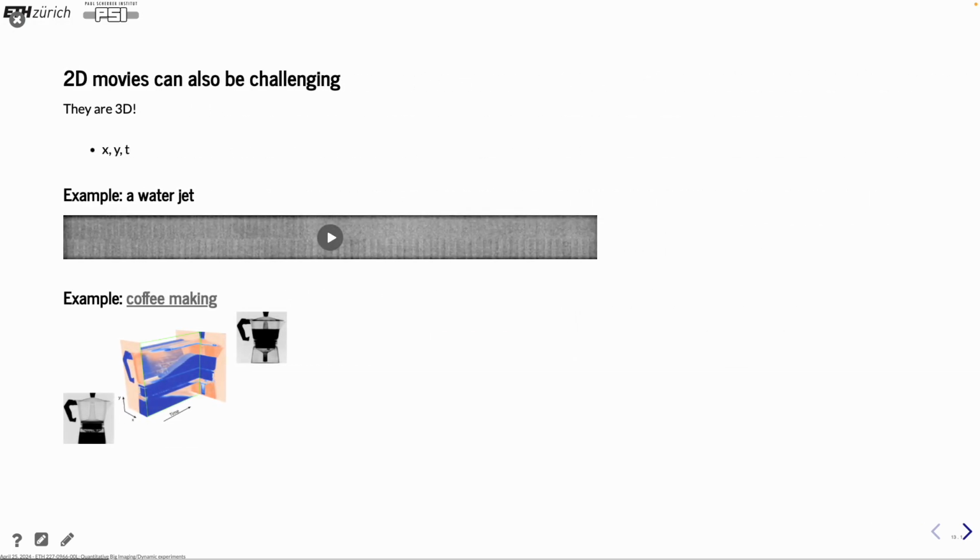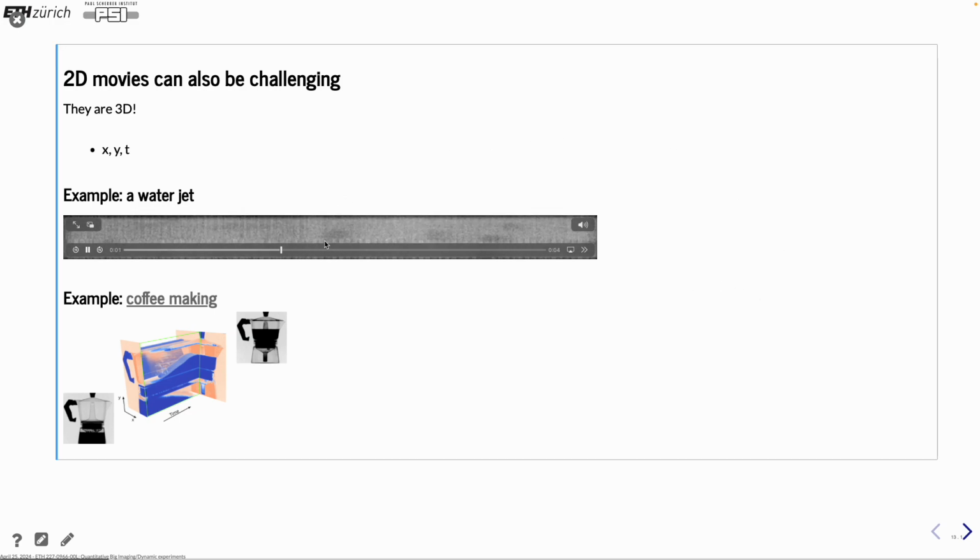Also 2D images can be a problem. So what you see here is some water jet, and you can see some bubbles in it. I think this was a light image where you just show a lot of light, illuminate a tube from behind and then take a camera, and then you can see these bubbles. And this is a lot of data, and you need to find all these bubbles. And you can see some of them, they are not easy to track in this image.